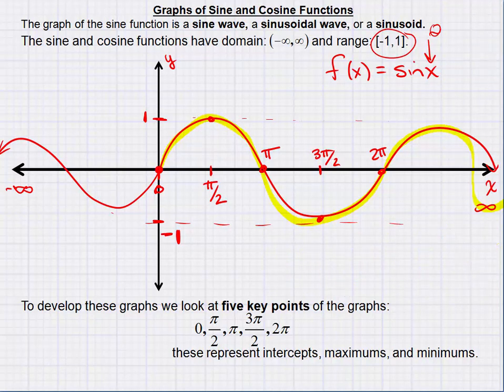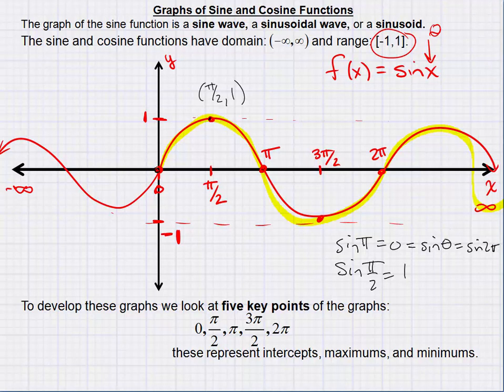Now, why do I get these points? Well, if I plug pi halves into the sine function, if I took the sine of pi halves, I would get 1. So I have this point here of pi halves, comma 1. And so on for all these. If I plug pi into the function, if I took sine of pi, I would get 0, which is the same thing as the sine of 0, which is the same thing as the sine of 2 pi. That's why the y value here, here, and here are all 0. And then 3 pi halves, I'll get a value of negative 1.